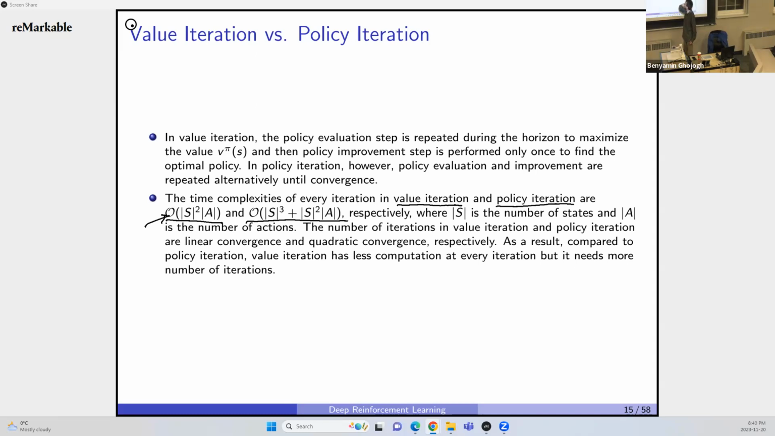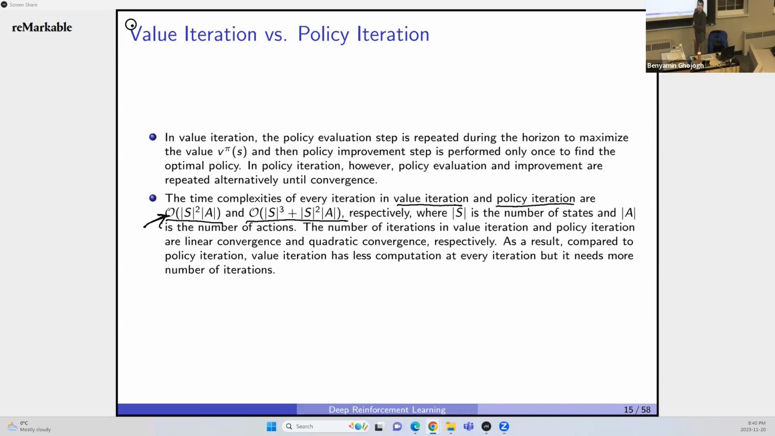No, I apologize. This is the time complexity per iteration. So which one is worse? Policy iteration. What does it mean? I will do more things in every iteration of policy iteration.